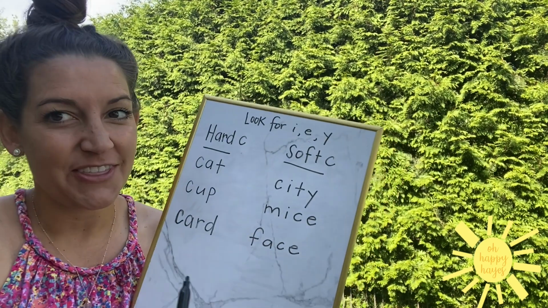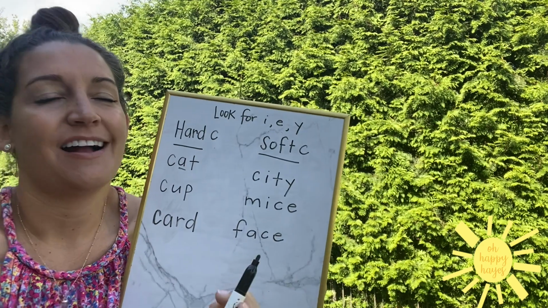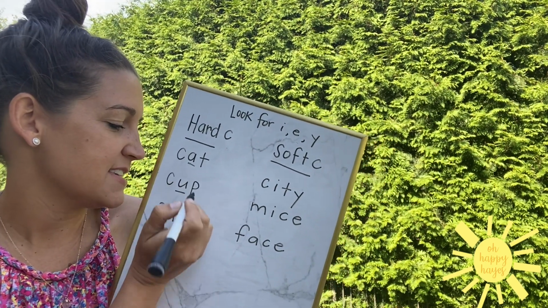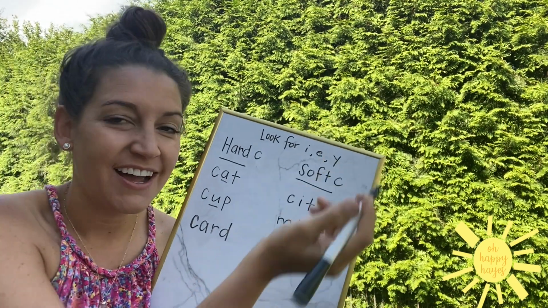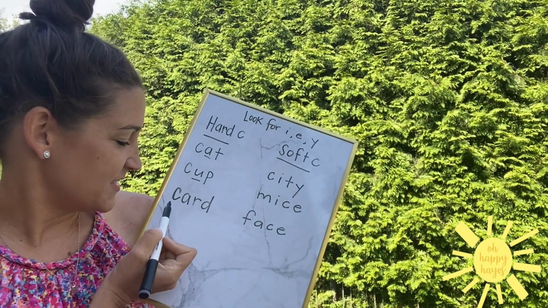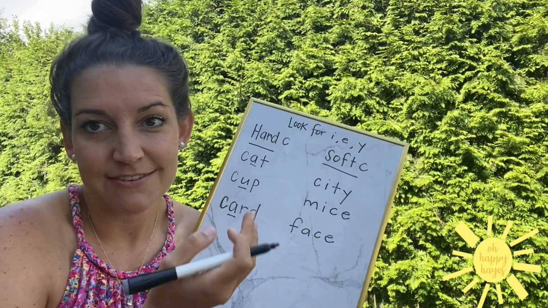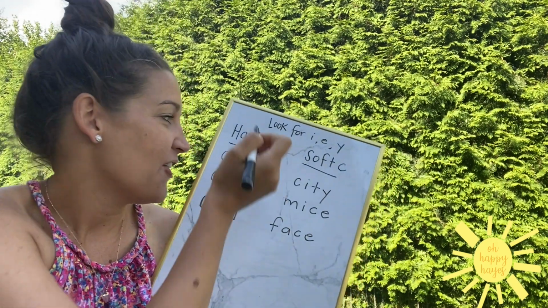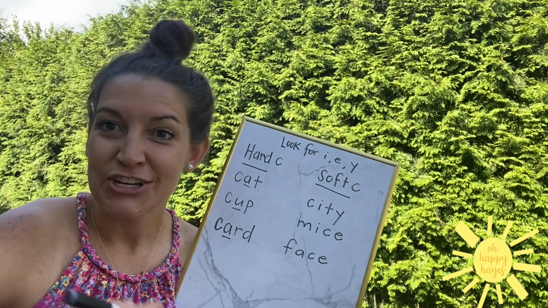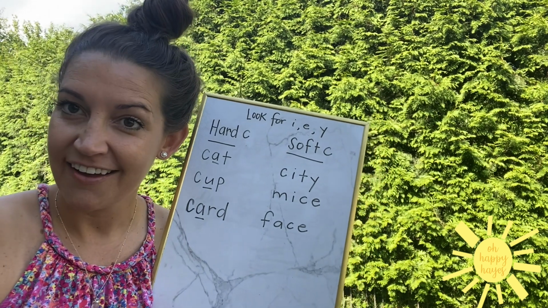So let's start with the hard C. I'm looking after the C. I see an A. That's not I, E, or Y. Let's do the next one. I look after the C. I see a U. I know it's not I, E, or Y, so I'll just read it like the K I always do. Next one. I see an A after the C. So I know it's going to say the K sound. All hard C's, none of them have I, E, or Y. So I can read them just like I always do. And I know that it will be a hard C, the K sound.